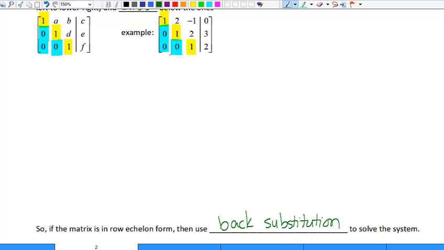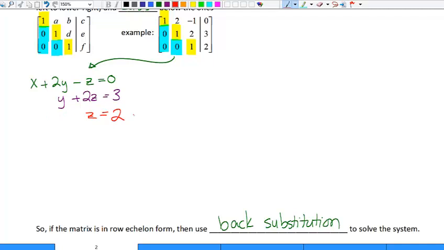What I want to do is take this augmented matrix and rewrite it back into a regular set of equations. So I can rewrite that as x plus 2y minus z equals 0. The next equation has no x's, so I'm just going to start with the y. y plus 2z equals 3. And then the last equation has no x's, it has no y's, but it has a z. z equals 2. Once I have the matrix in row echelon form, I can use back substitution to solve.